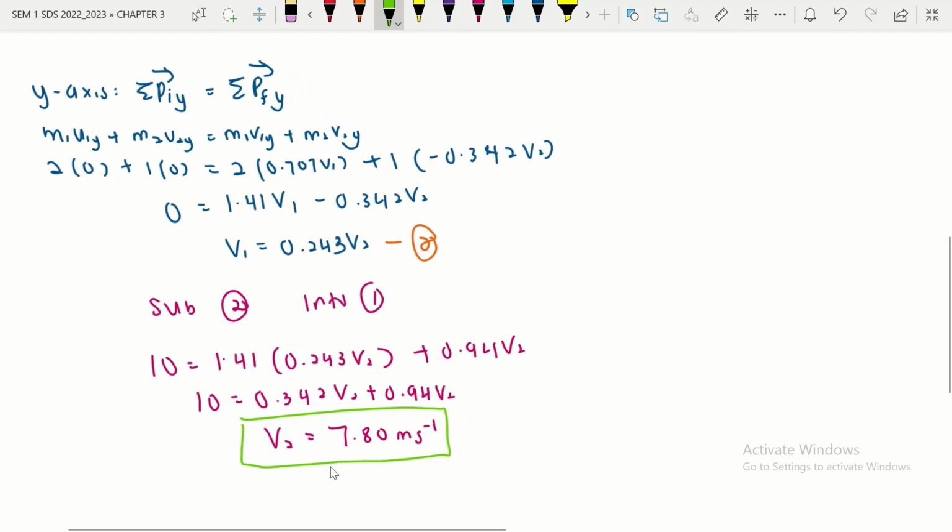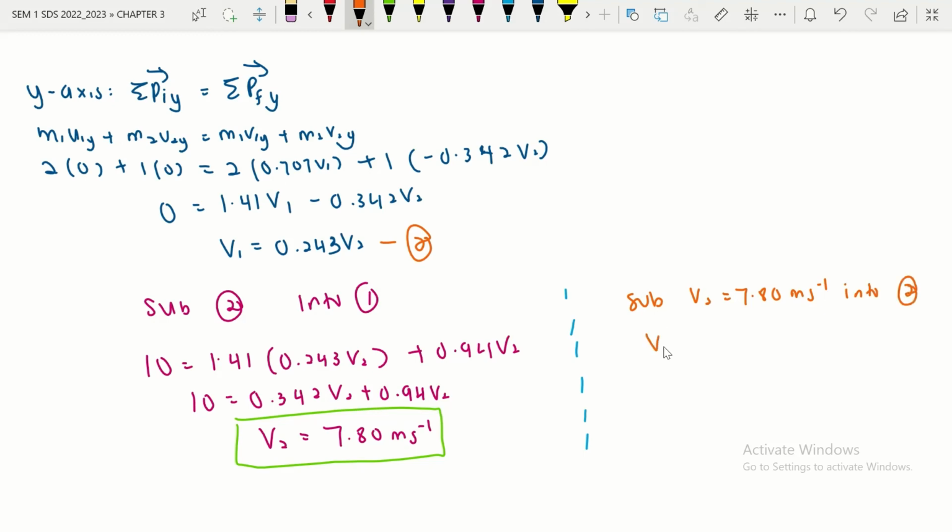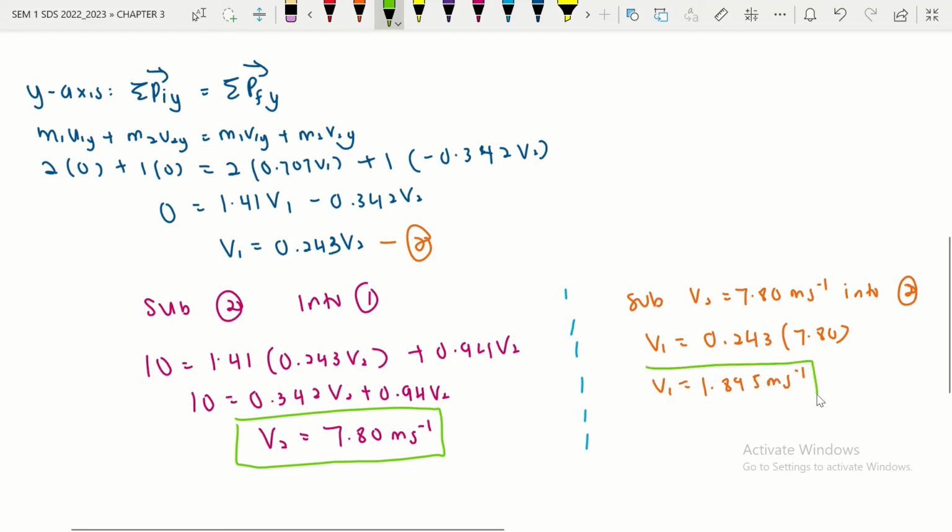Let's look for the speed for the first ball. Macam mana? What we must do is kita substitute V2 equals to 7.8 meter per second into equation 2. So akan dapatlah V1 equals to 0.243 V2 darab dengan 7.8, so akan dapat 1.895 meter per second. So this is the final speed untuk the first ball. That's all for this question. Thank you so much everyone.